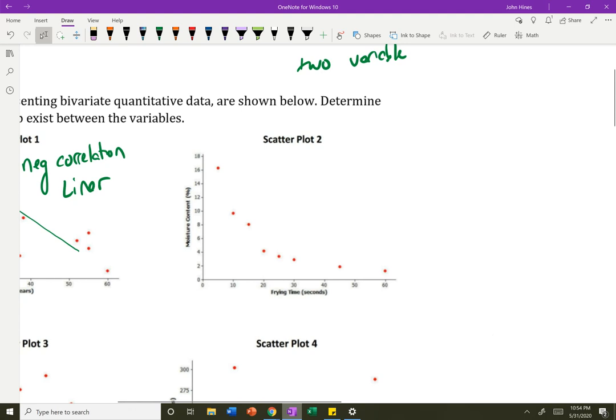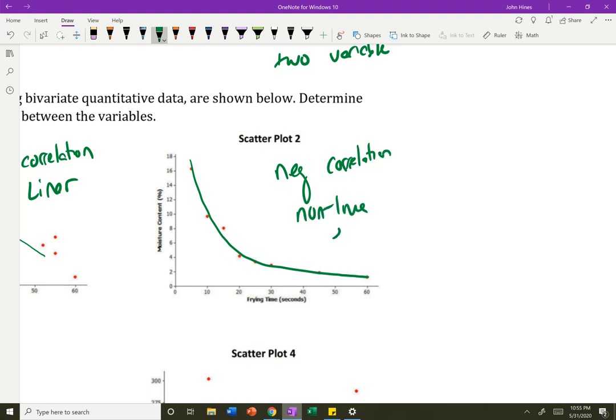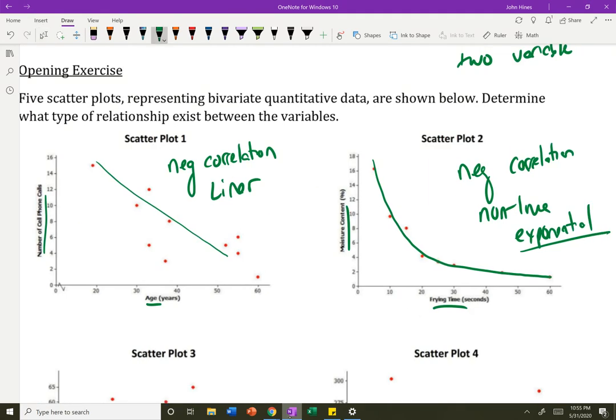Over here at scatterplot 2, it appears to be negative, but it doesn't look like I would use a line to fit through those points. So it's still a negative correlation, but it looks to be nonlinear. It looks like I would use an exponential function here. So it's not always going to be a line that I could fit through data. Sometimes we can fit those exponential functions that we studied back in November through this data between frying time and moisture content. Both of these associations are negative because as x goes up, the y values are trending downwards.